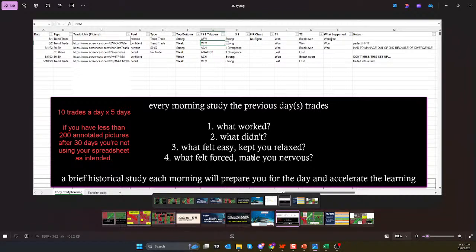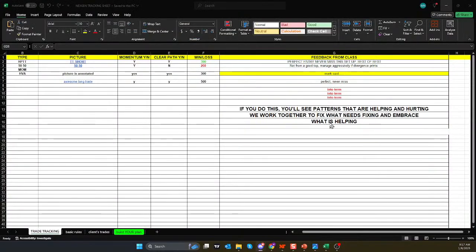And what happens is this little historical study each morning, it sets you up for the day. It keeps you focused on the things that are going well. And it keeps you focused on avoiding the things that are taking your success from you. And my promise to you is that if you post it in the room, you will get the feedback and you will get a plan for fixing whatever ails you.